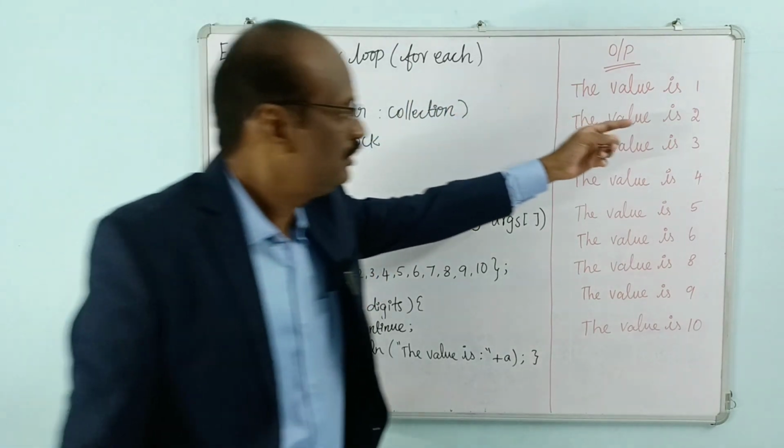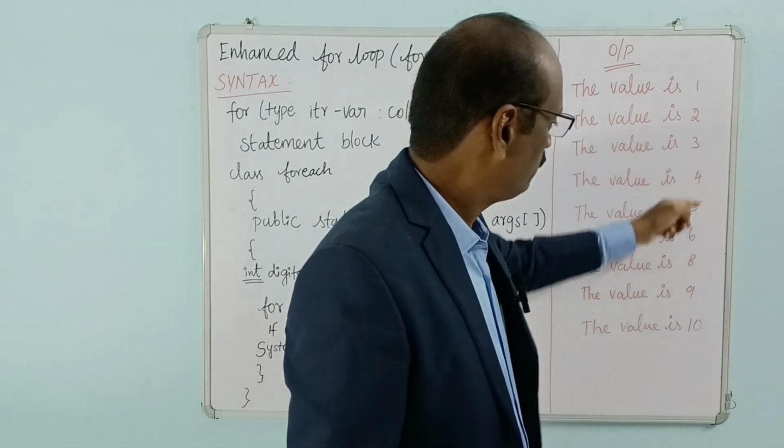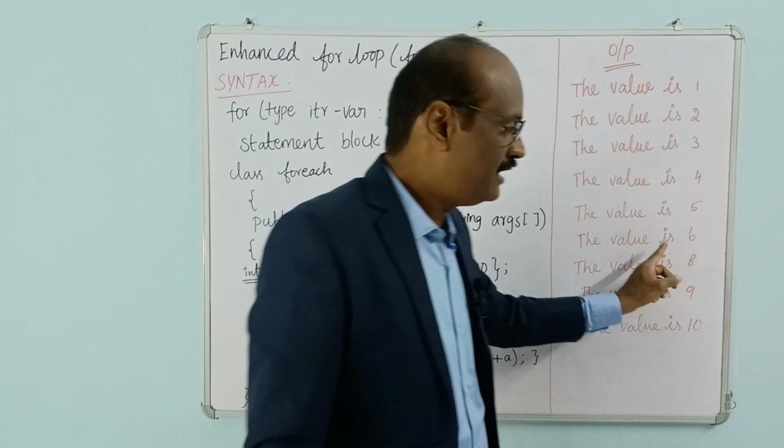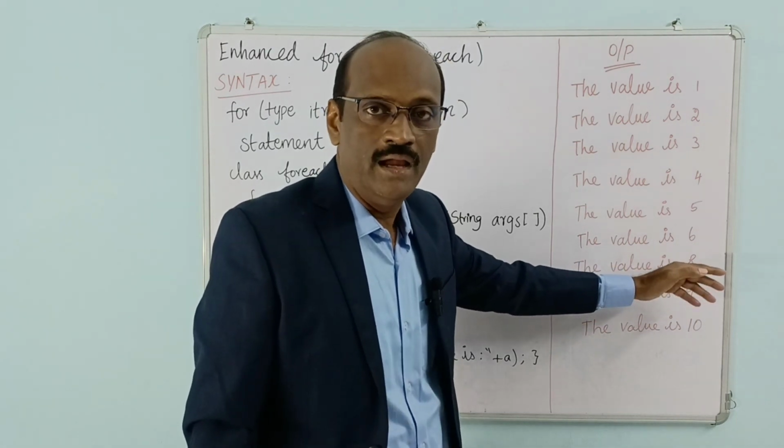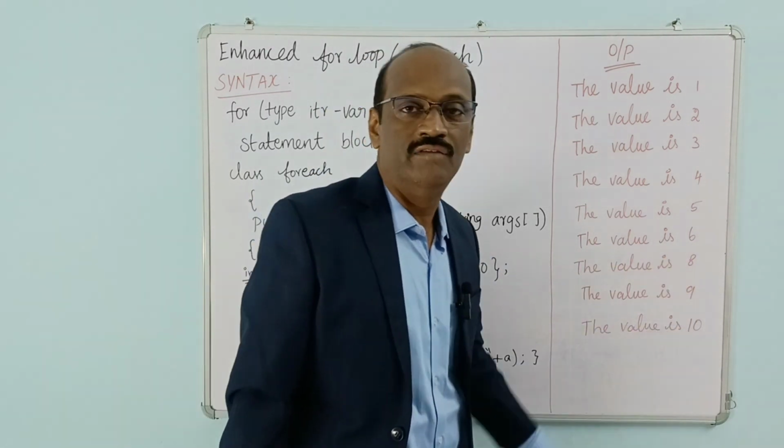So what will be the output? The values 1, 2, 3, 4, 5, 6 will be displayed. The seventh iteration will be skipped. So the value 7 will not be printed and the values from 8 to 10 will be printed.